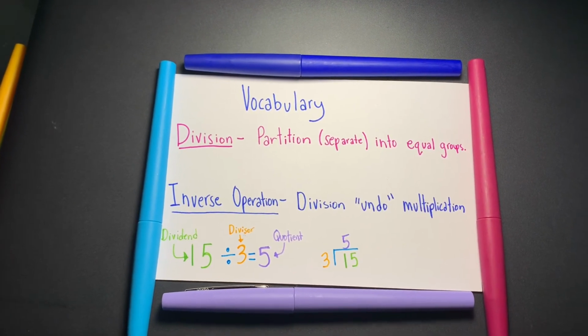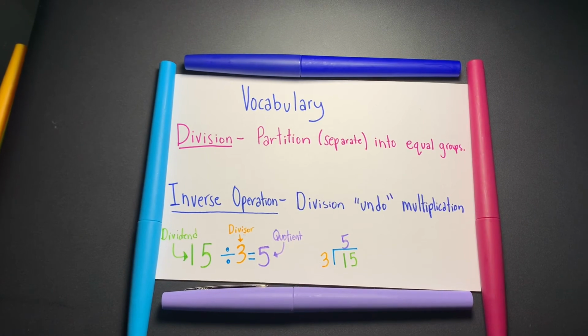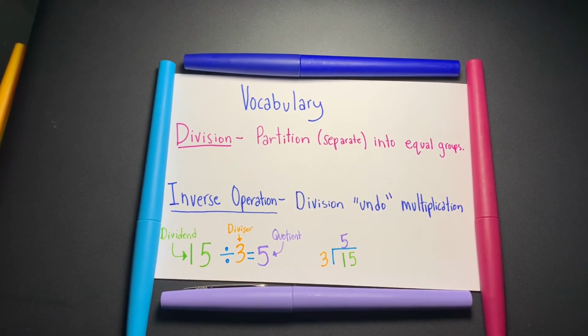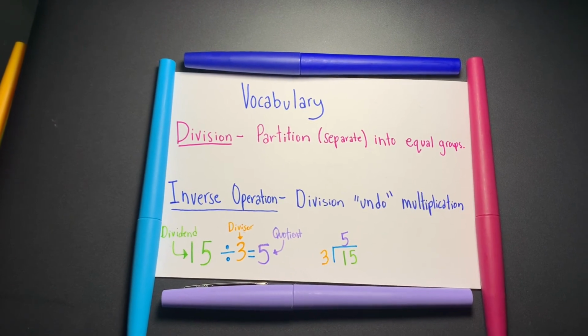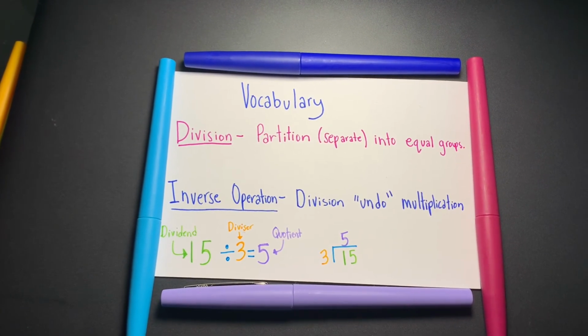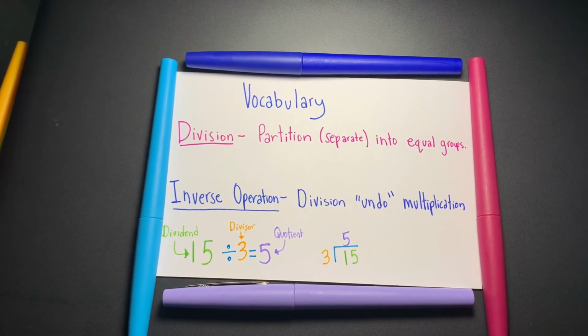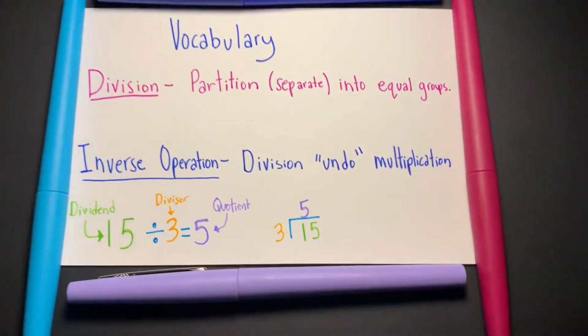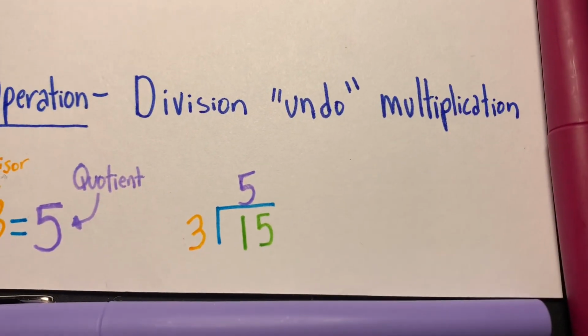The dividend is the biggest number in a division problem. The divisor is the number of groups you're making, or the number you're dividing by, and the quotient is the answer to a division problem. And that just tells you how many are in one of the equal groups you're making. Here's another way that division is shown.